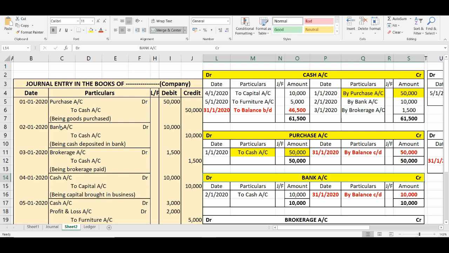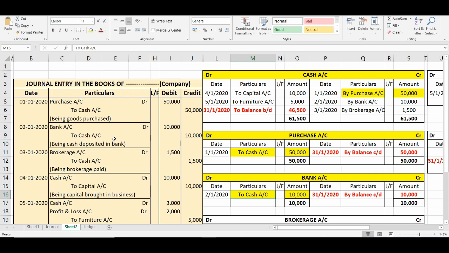Now for posting the bank entry, bank is again on the debit side. So on the debit side, an amount of 10,000 should come in the bank ledger account. Next, it will be recorded with the name of the opposite entry, that is the cash account. So it will be recorded as "to cash account."